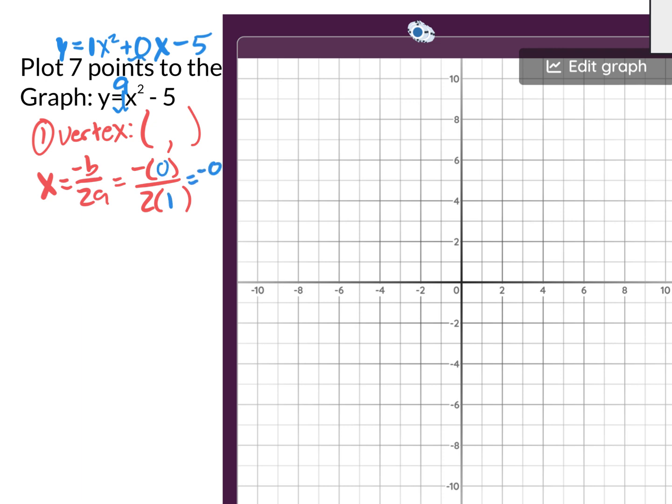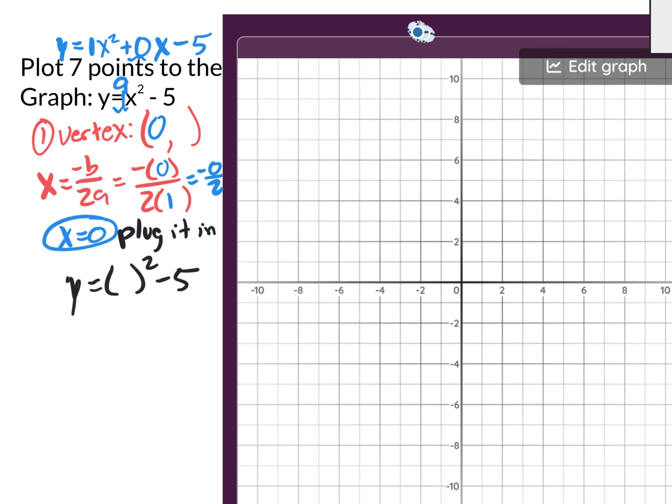So you really have a -0 divided by 2. Any type of 0 divided by 2 is still 0. So x is really 0. That's your x value of your vertex. And of course, once you have your x, you simply plug it in. So we're gonna plug the x value of 0 into the original equation. The original equation reads y equals x squared minus 5. If you plug in that 0, 0 squared is 0, and 0 minus 5 is -5. So we know that the y value of our vertex is -5.